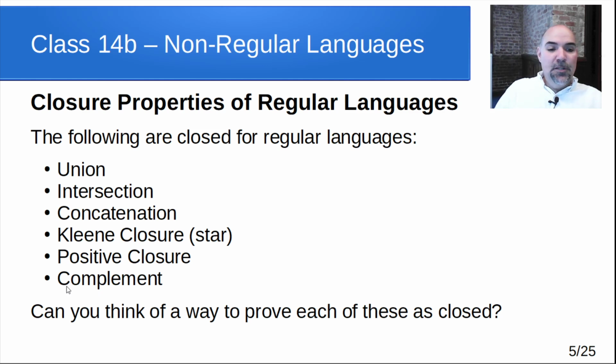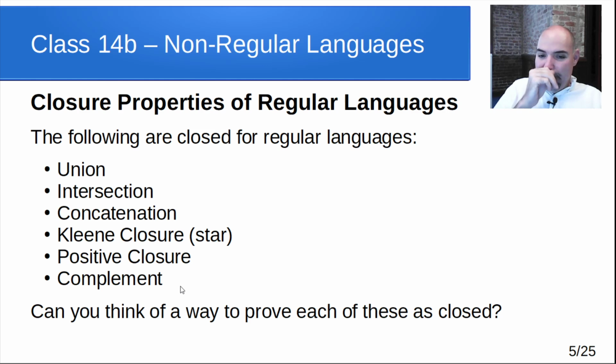So really, you can just switch start states, final states with non-final states, make any final state non-final, make any non-final final, and now we have the complement of that language in almost a trivial way. So regular languages are closed under all of these.